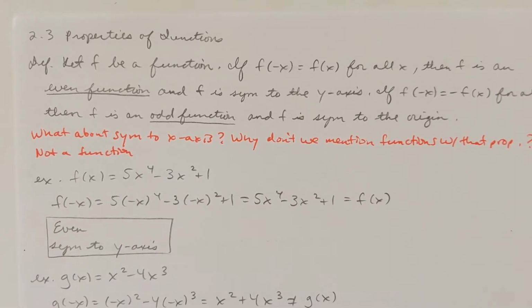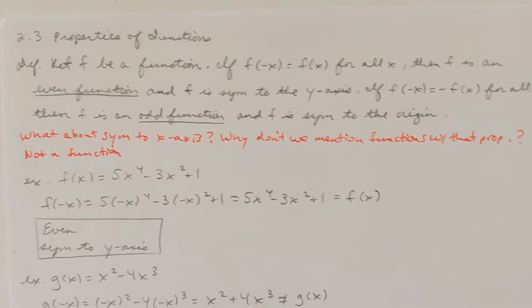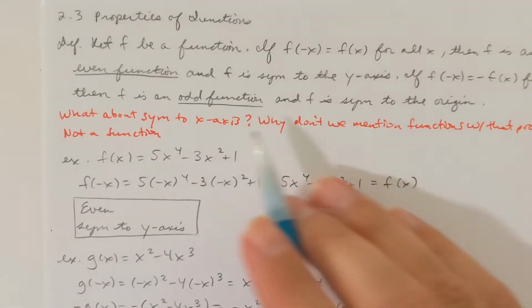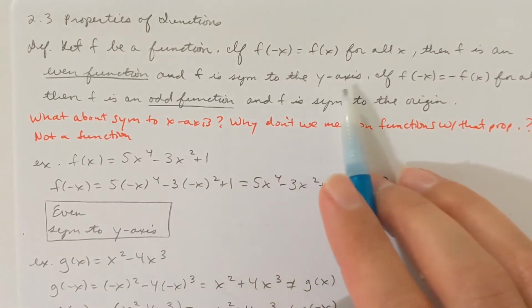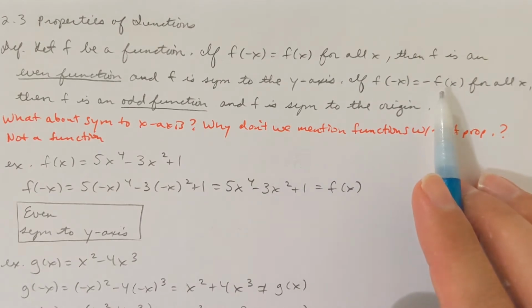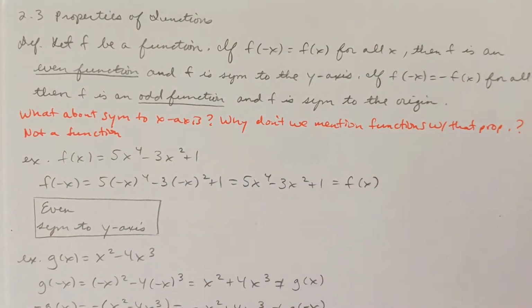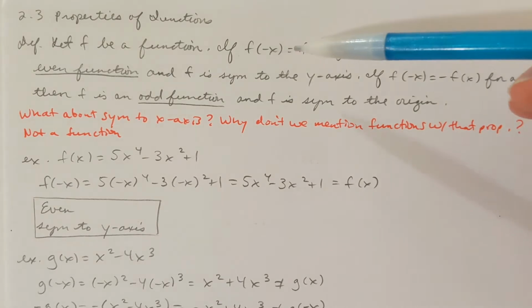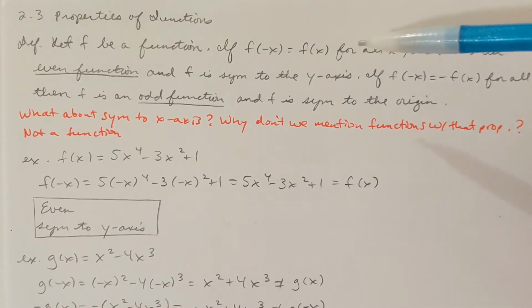Definition: let f be a function. If f of negative x is equal to f of x for all x, then f is an even function, and f is symmetric to the y-axis. If f of negative x is equal to negative f of x for all x, then f is an odd function, and f is symmetric to the origin. Notice how in both of these you're starting off with f of negative x, and you're just going to compute that and see where the road takes you.